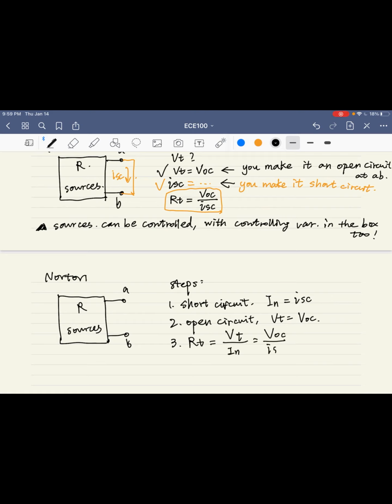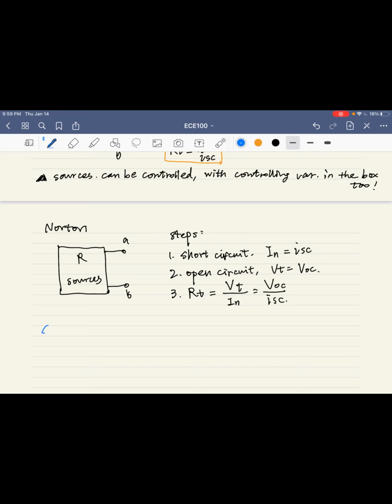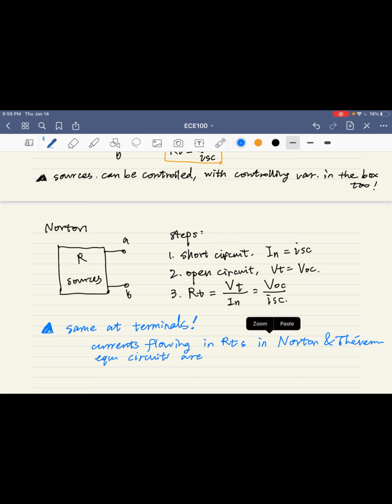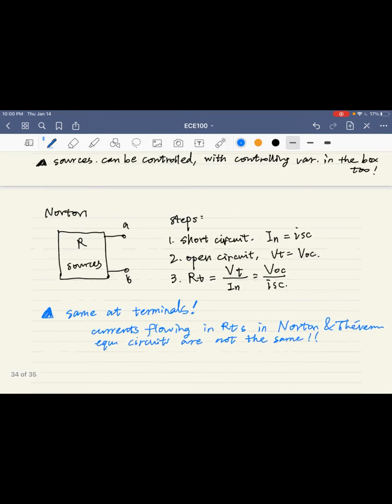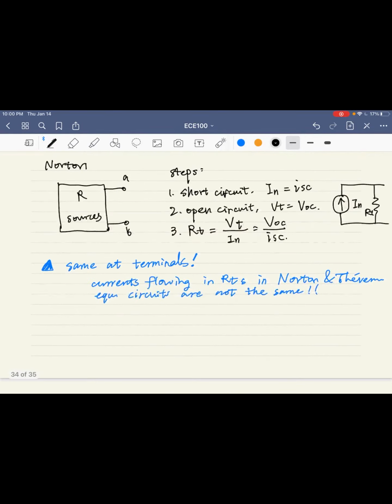Seems pretty similar, right? So their external behaviors are the same. But be careful that they are the same only at terminals, not inside. For example, the currents flowing in RT in Norton and Thevenin equivalent circuits are not the same. Okay? If you understand this, you're good to go.